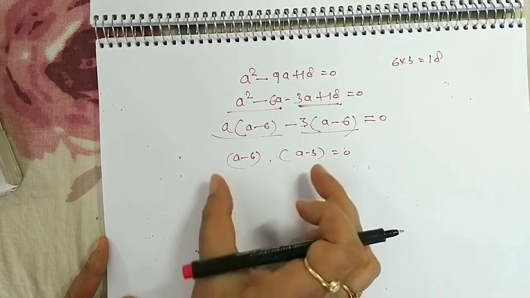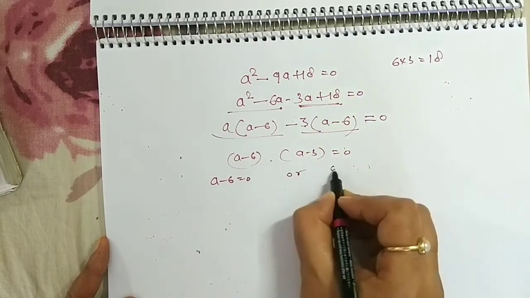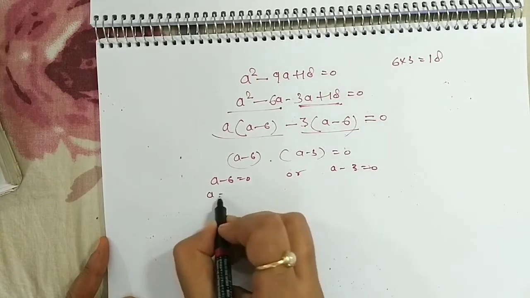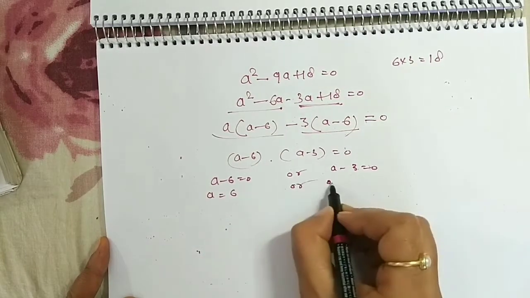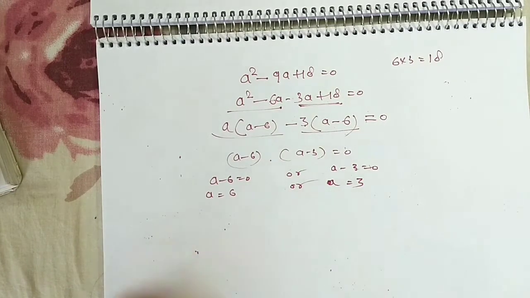So I am getting, if two factors are there, either a minus 6 is 0 or a minus 3 is 0. So I am getting either a is 6 or a is 3. So my aim is over.